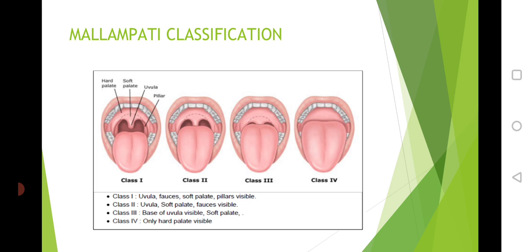Then Mallampati classification: class 1, class 2, class 3 and class 4. Class 1: you can see the uvula, fauces, soft palate and pillars. Class 2: uvula, soft palate, fauces visible but pillars are not visible. Class 3: base of uvula and soft palate visible. Class 4: only hard palate is visible, in which airway management is very difficult.